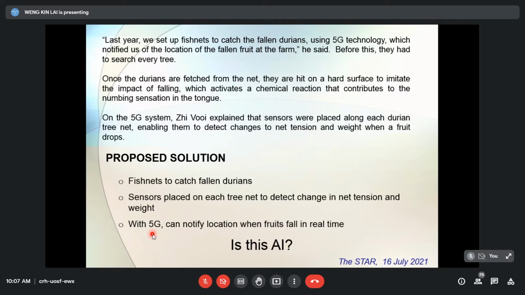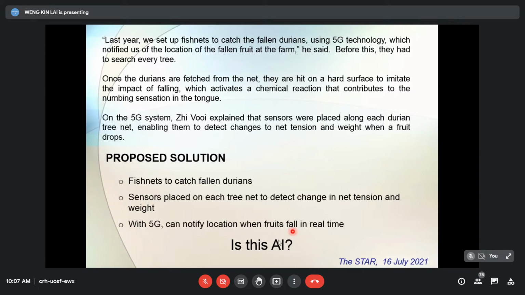Now, using 5G, there's a change in your net tension. So again, you need to reset. You need to know what the net tension is without durian fruits and also the net tension with durian fruits. So actually, what we call abnormal state detection. So what is normal? Normal is there's no durian. So there must be a setting, right?